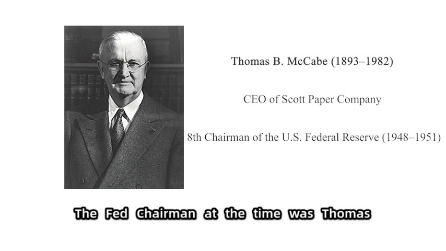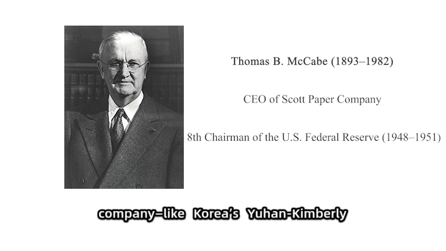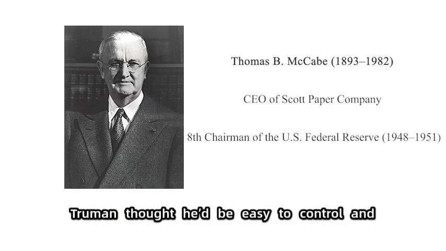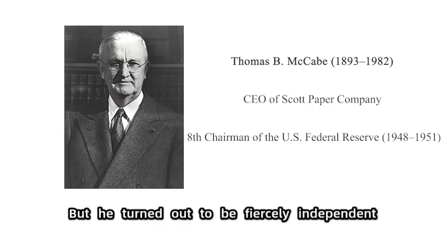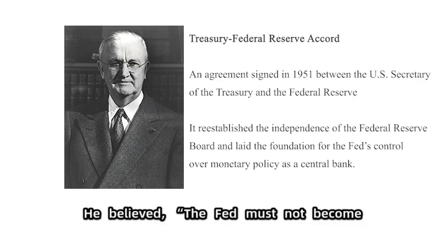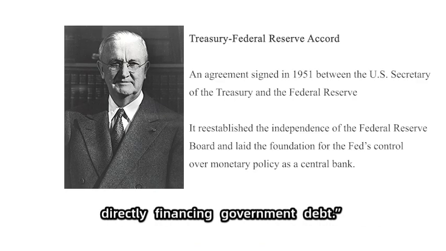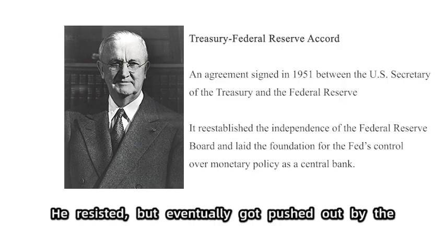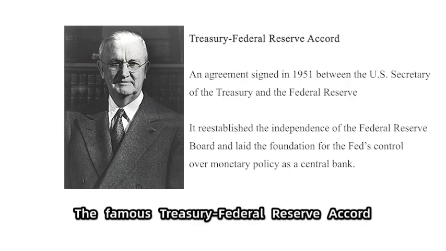The Fed chairman at the time was Thomas McCabe, kind of like the CEO of a paper company like Korea's Yuhan Kimberly. Truman thought he'd be easy to control and appointed him Fed chair, but he turned out to be fiercely independent. He believed the Fed must not become subordinate to government and shouldn't be directly financing government debt. He resisted, but eventually got pushed out by the Treasury Secretary. As he stepped down, he left behind a legacy, the famous Treasury-Federal Reserve Accord.